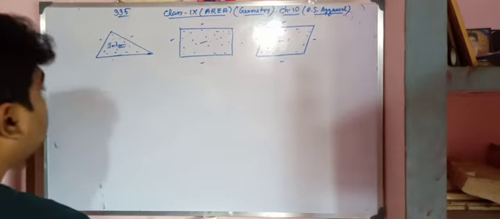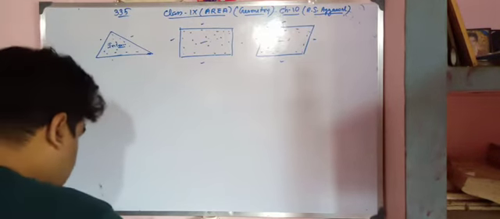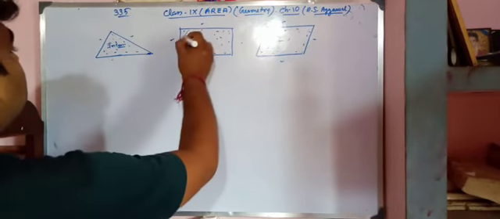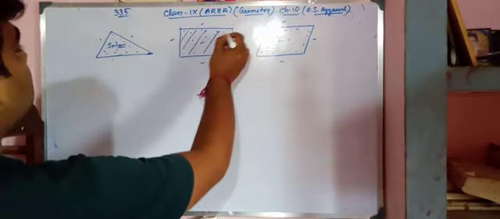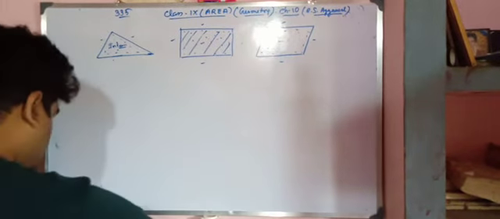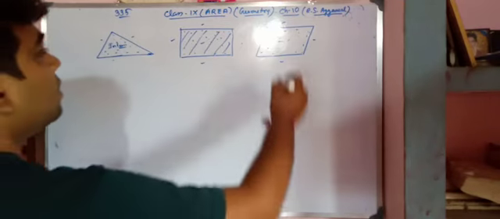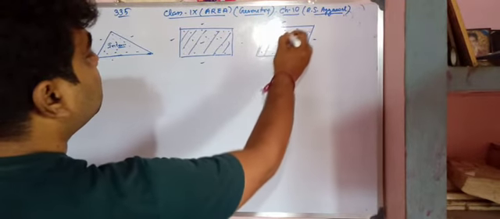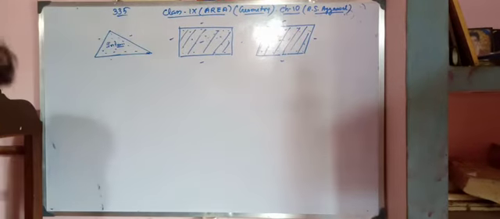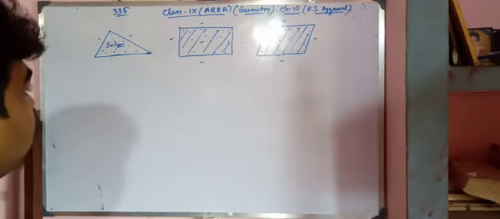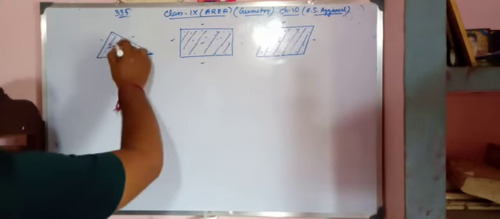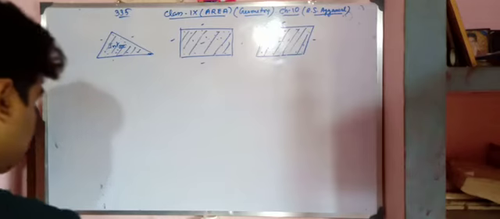Next, polygonal region. What is a polygonal region? The union of a polygon and its interior. The interior of a polygon with its boundary is called the polygonal region. Okay, the interior of a parallelogram with its boundary is called the polygonal region. Similarly for a triangle, the interior region is the triangular region.